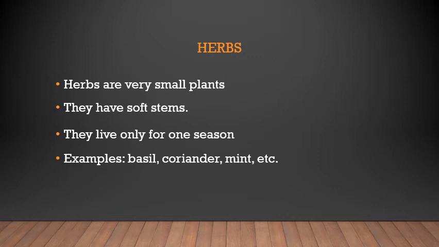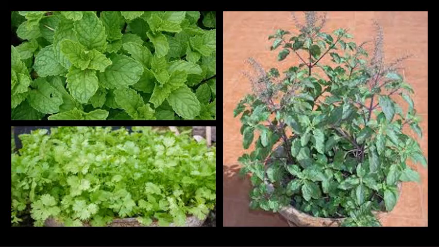Example, the basil, coriander, mint. Basil means tulsi. Okay. Here is the example. First is the neem picture, second one coriander, third one is the basil or the tulsi plant. These are the herbs. They are small. When you get a coriander or neem to your house, see how big the plants are. They are very small itself.